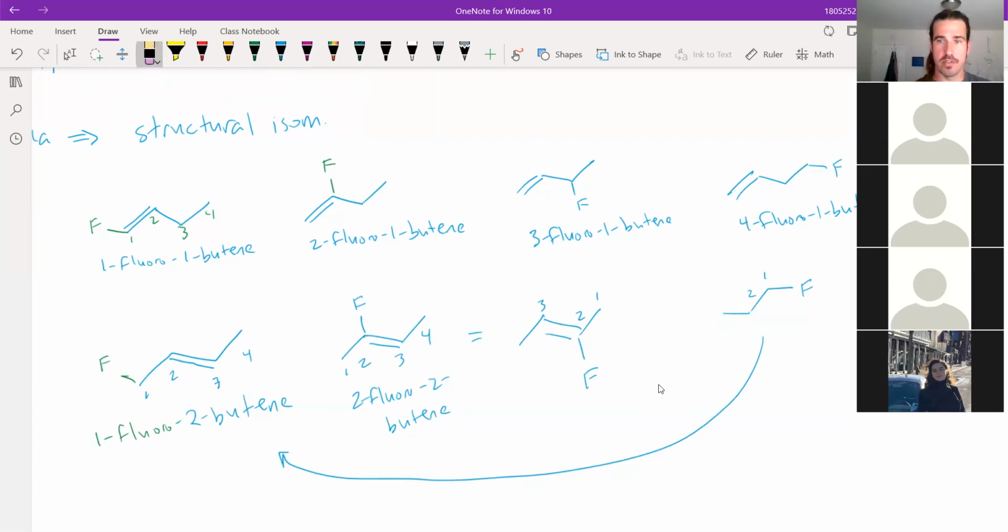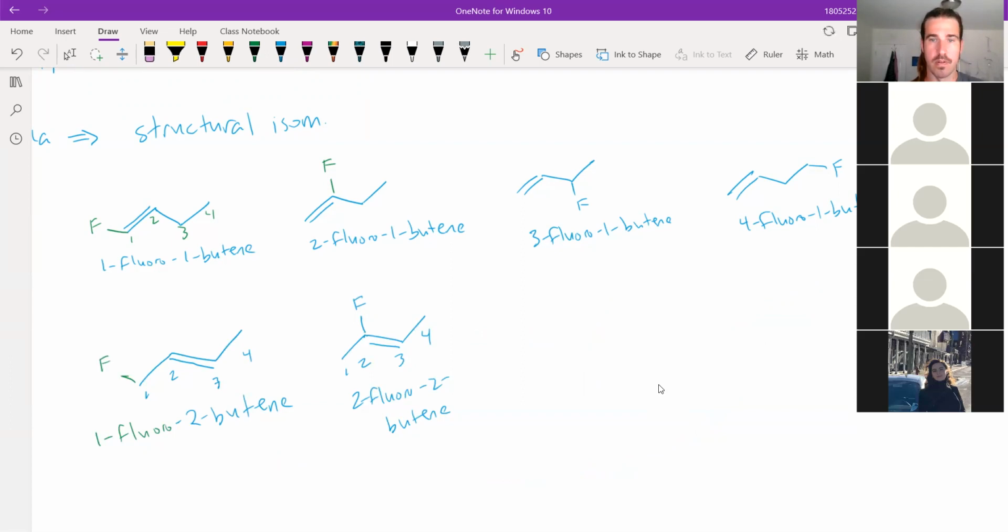So your top one is wrong then. Say it again. The top one that you did here, where you had 3-fluoro-1-butene. No, that's different, because the double bond is still off of carbon one. Yeah, I see.